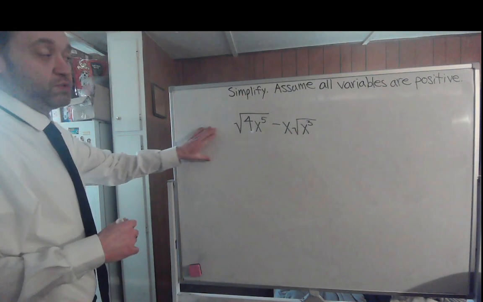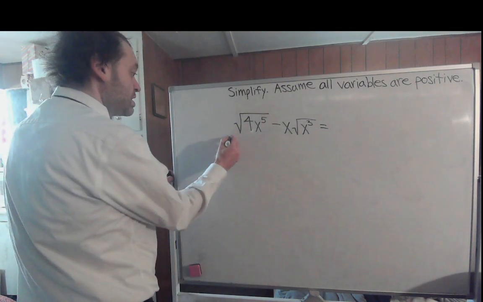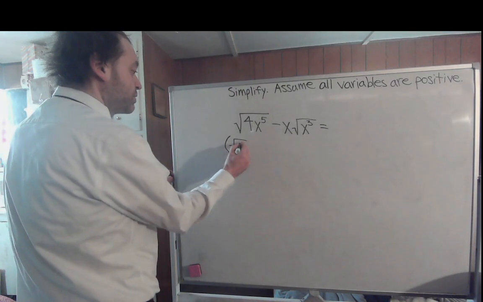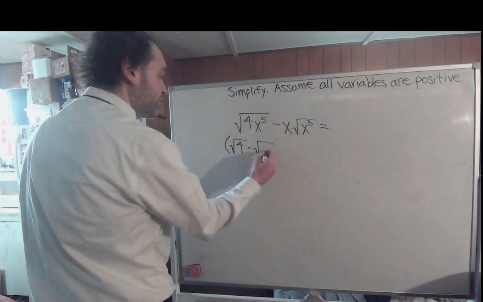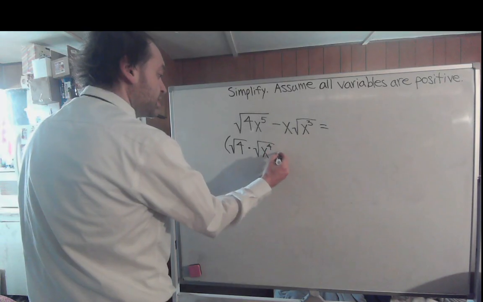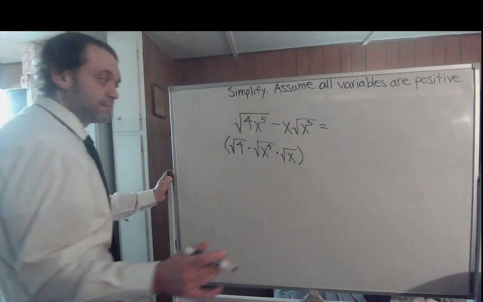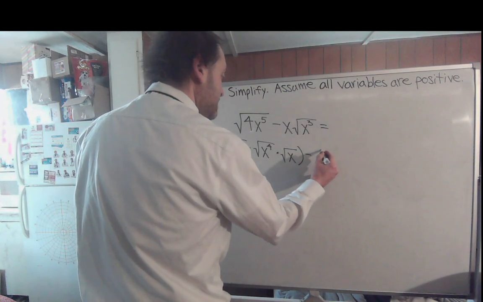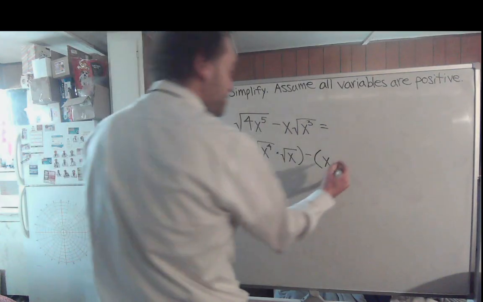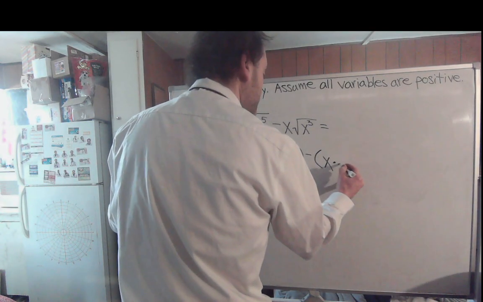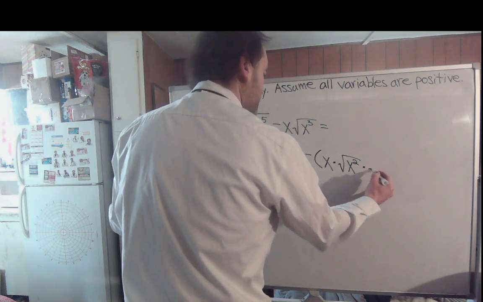Let's look at these two terms individually here, okay? So the first term, of course, you have the square root of 4. Now that x to the 5th could be split into the square root of x to the 4th times the square root of x, right? There's a reason I'm doing this. Minus, now your second term, you have x, then that square root of x to the 3rd could be split into the square root of x squared times the square root of x.